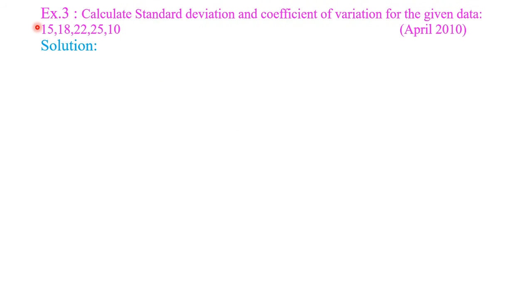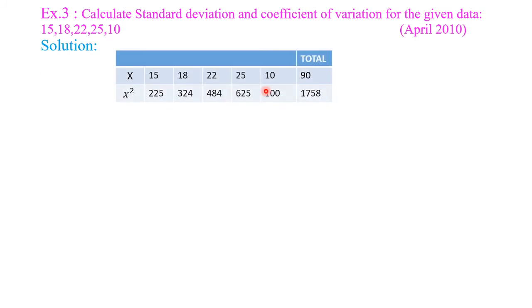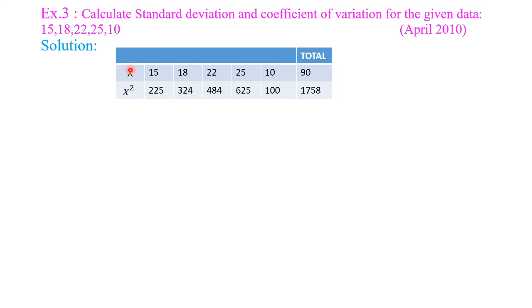Okay. Example number 3. Calculate standard deviation and coefficient of variation for the given data. And the given data is 15, 18, 22, 25 and 10. This example was asked in April 2010 university papers. Solution. First we have to prepare x square and summation of x square.